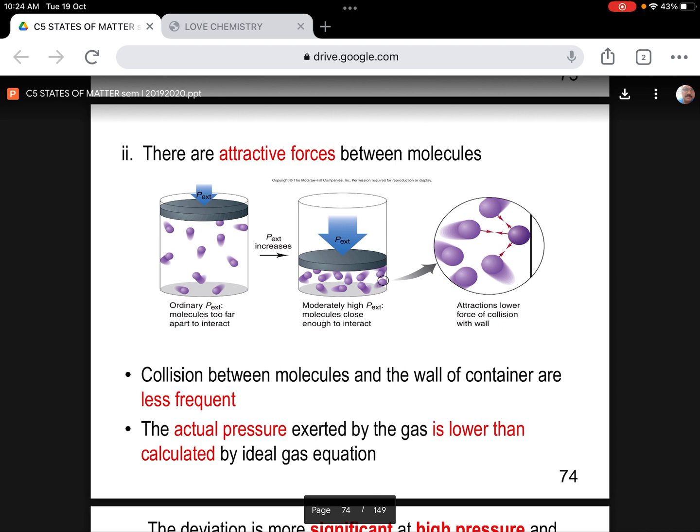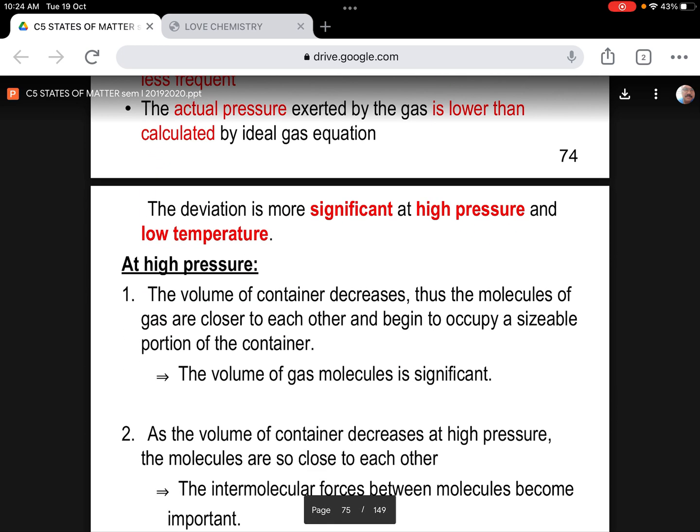Secondly, real gases also have attractive forces between the particles. As you see in the third diagram, attractions lower the forces of collision with the wall. Due to the attraction between the particles, the pressure exerted on the wall is lesser because the intermolecular forces attract the particles to one another. That means there is significant intermolecular force between real gas particles. Collisions between molecules and the wall of the container are less frequent, and the pressure exerted is lower than the ideal gas equation predicts. The deviation is more significant at high pressure and low temperature.